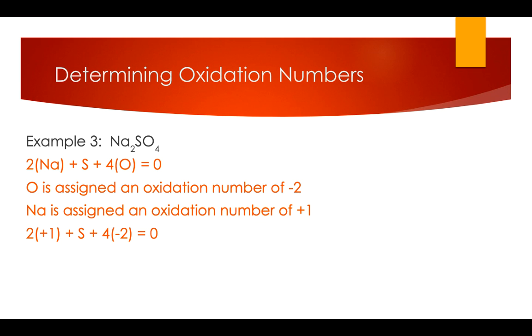So we plug those numbers in, 2 times +1 plus the S, that's our unknown, plus 4 times -2 has to equal 0. So 2 plus S minus 8 has to equal 0. S minus 6 has to equal 0, which means that S is +6. So we can write that here. So the oxidation number of sodium is +1, the oxidation number of sulfur is +6, and the oxidation number of oxygen is -2.